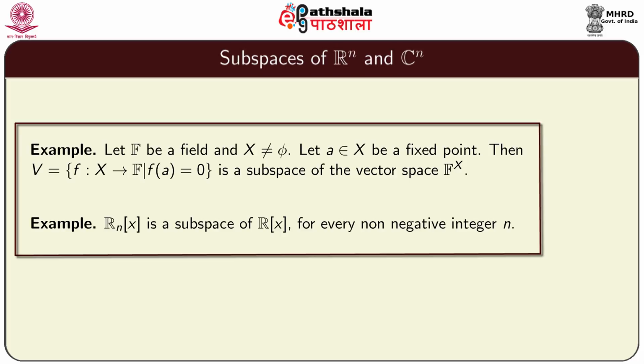Now, what is important here is that Rnx is not merely a subset of Rx, it is also a subspace, which means that if you have two polynomials f and g coming from Rnx, then f plus g is also going to sit in Rnx. That means the degree of f plus g is also at most n. Similarly, if I have a lambda in R and f in Rnx, then lambda f is also a polynomial whose degree is at most n.